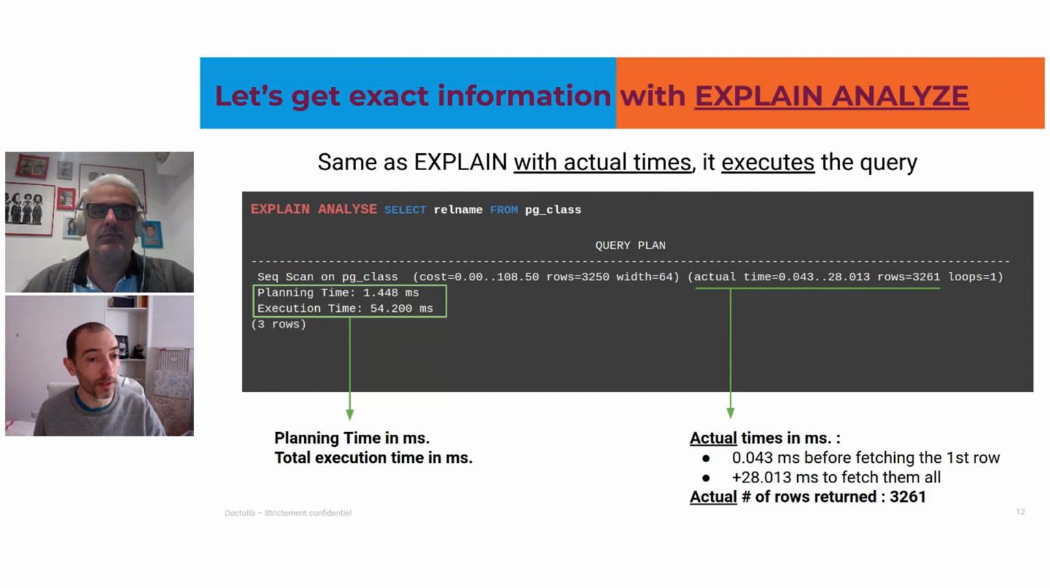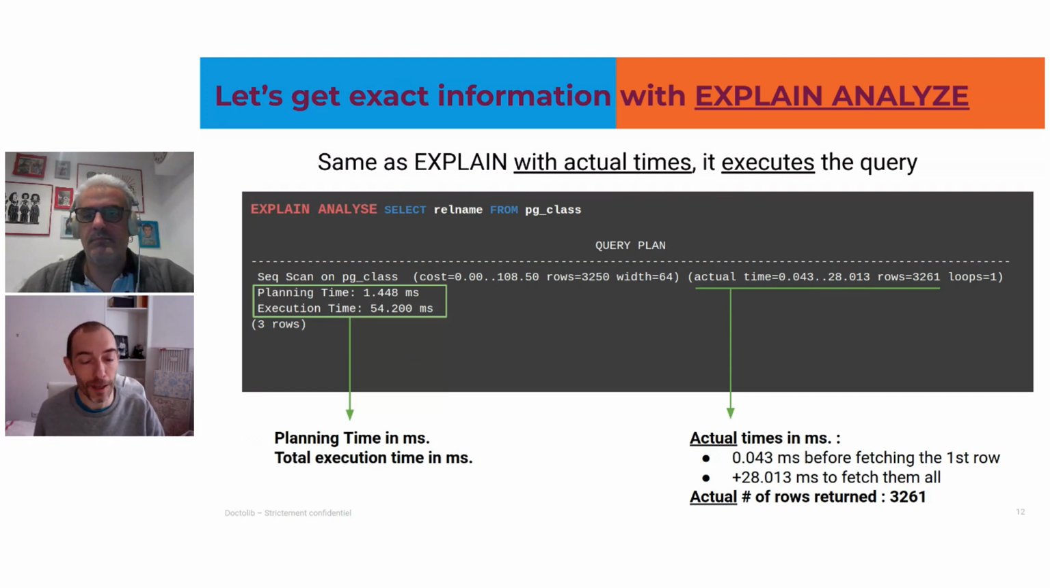The access method, as you can see here, is still the same, even if we haven't described yet what a sequential scan is. The access method stays the same, but we will execute the query on top. What you can see on the right are the actual times. The first number is the actual number of milliseconds to start: 0.0443 milliseconds. It's not a lot.